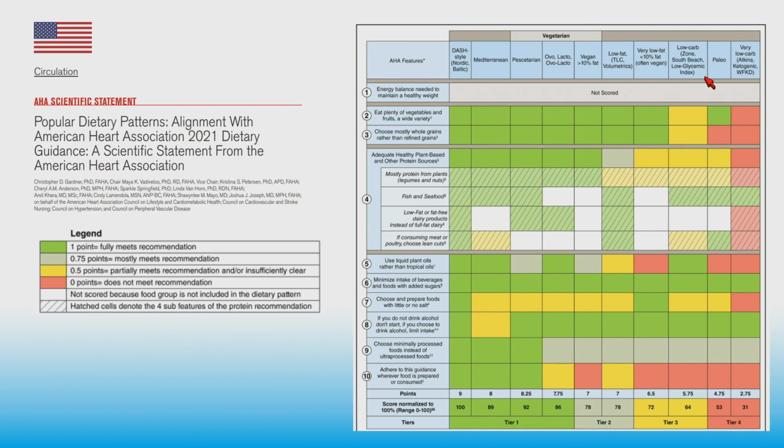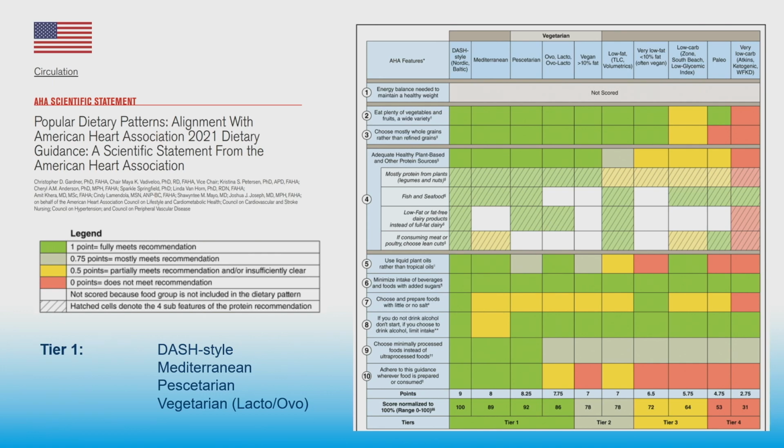And they basically assigned points to each of these diets based on whether they met each of those 10 criteria that I mentioned previously. So green means that it fully meets the recommendation, yellow indicates it partially does, and red means it did not meet the criteria. And from this, they found that there were 4 diets that they labeled as tier 1 diets that most closely aligned with these 10 criteria for optimal cardiovascular health.